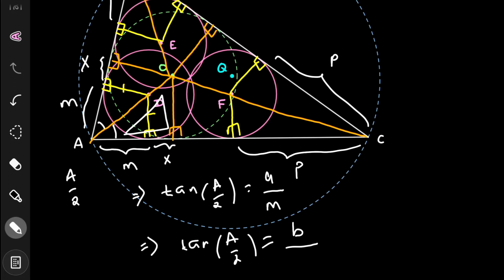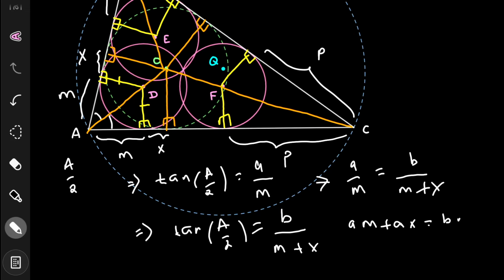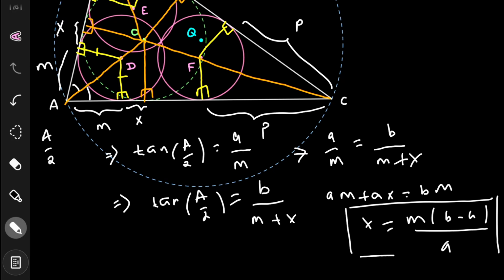So now in this right angle triangle, we have got the length of the height, that is B, and the value of base is now going to be m plus x. Now we can simply compare these two equations. So we will get A upon m equals B upon m plus x. Now I will solve this equation in order to get the value of x. So for that, if I do the cross multiplication, am plus ax would be equal to bm. Hence the value of x would be equal to m times (b minus a) divided by a. This is the value of x, okay?